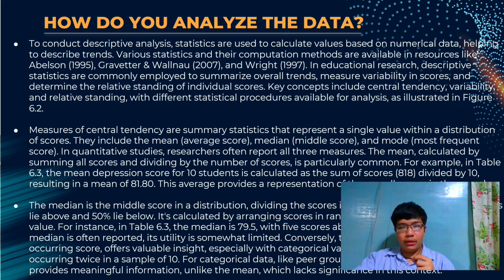The mean, calculated by summing all scores and dividing by the number of scores, is particularly common. For example, in Table 6.3, the mean depression score for 10 students is calculated as the sum of scores, which is 818, divided by 10, resulting in a mean of 81.80. This average provides a representation of the overall scores in the sample.